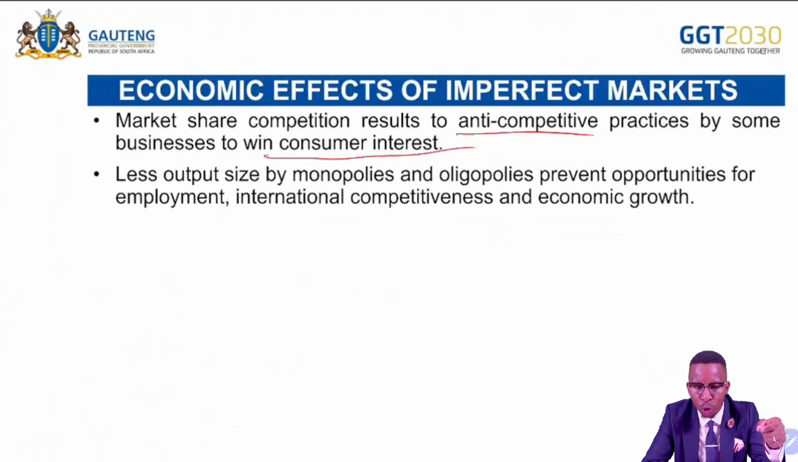Less output size by monopolies and oligopolies prevents opportunities for employment, international competitiveness, and economic growth. Yes, if ever the firm is the only supplier, automatically there will be less output size. It becomes technically inefficient within the economy or within the market. Also, within oligopoly, they produce relatively less products, which will always result in South Africa finding it difficult to be competitive in the global market. So it is very important for firms to produce more goods within the market so that they can even be competitive in the foreign markets.